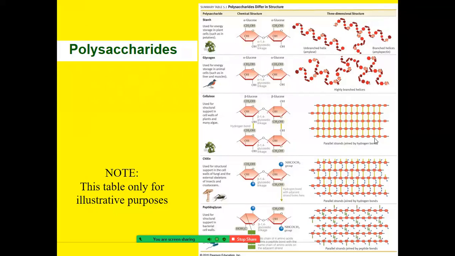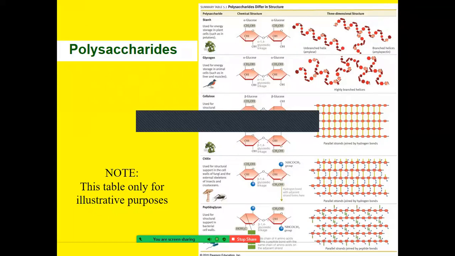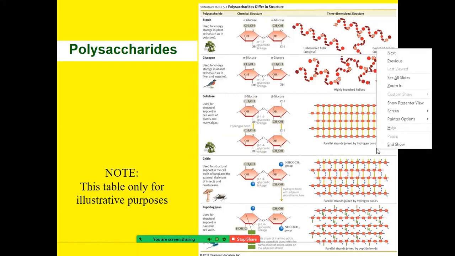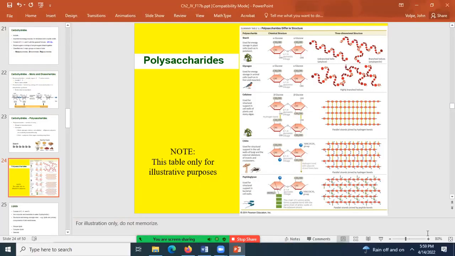Cellulose, which isn't very visible here. Let me see if I can blow this up. I can't blow it up more. It's a chain of glucose hooked together here, and then another chain of glucose hooked together here, and a chain of glucose hooked together here. Let's end the slide, see if I can blow it up better this way.